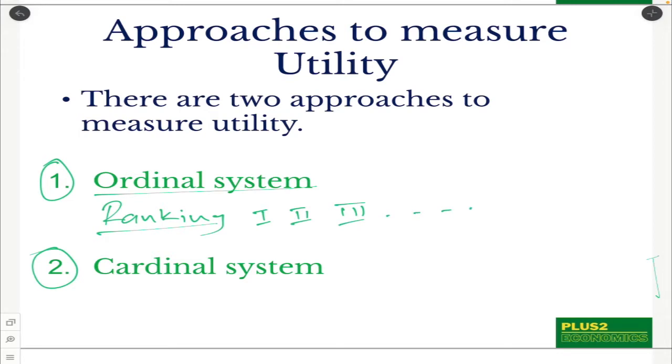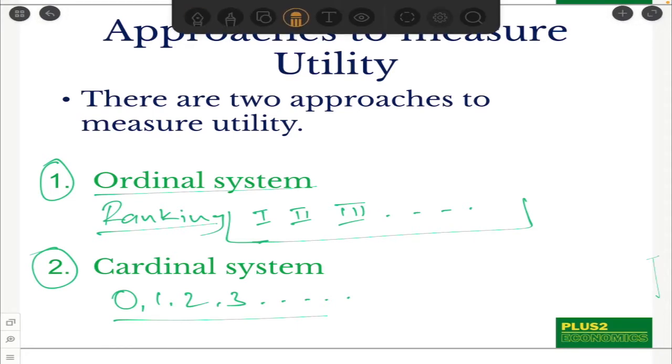So this word ordinal comes from the word order, O-R-D-E-R. So here we are basically putting all the commodities in an order based on the utility that we have derived out of it. So that is ordinal system for us. What is cardinal system? In cardinal system, we express the utility that we have obtained from the commodities using cardinal numbers. Cardinal numbers are 0, 1, 2, 3, etc. So we use the cardinal numbers to measure the utility that we have obtained.